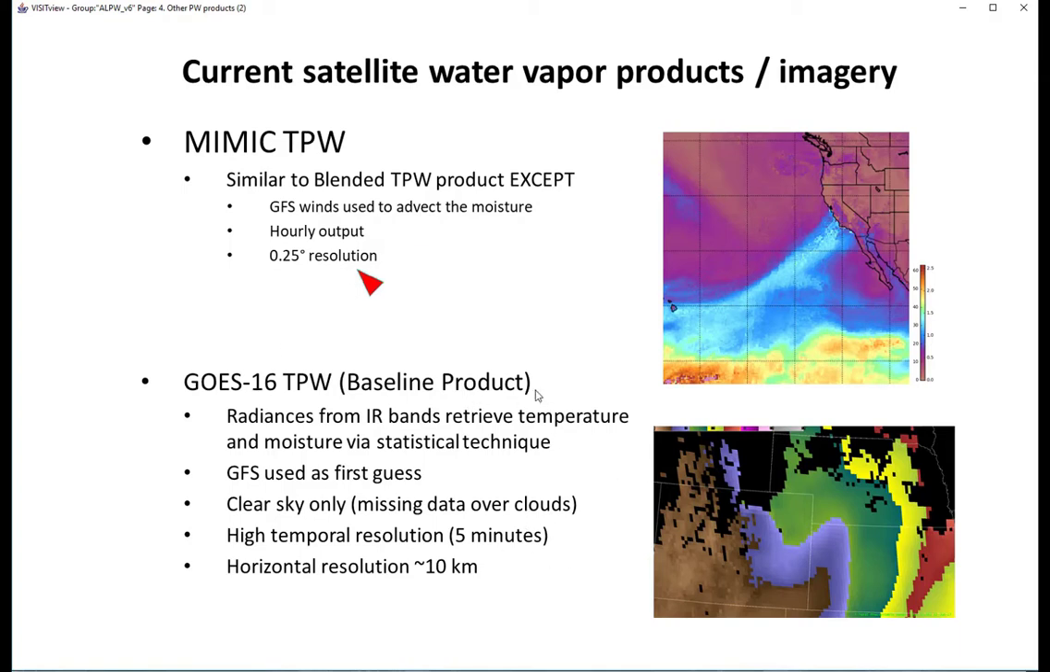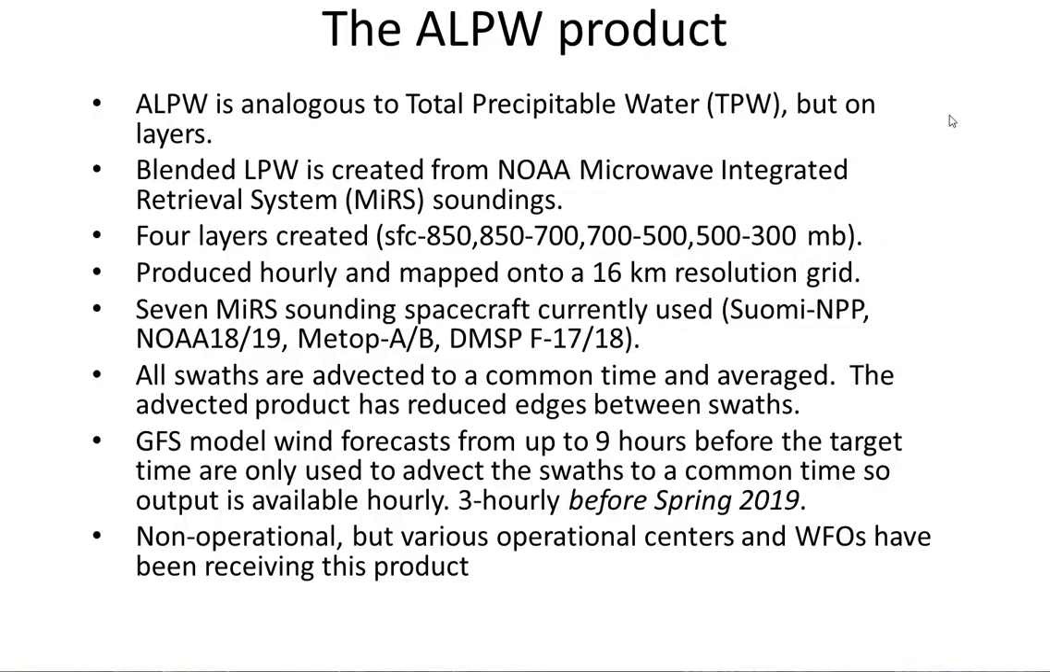Another new GOES 16 baseline product is this TPW product, and it does use GFS as a first guess. Since it is a GOES product, it's not microwave, so clear sky conditions only. You'd have missing data where there are clouds. One of the nice benefits, though, is that it has high temporal resolution, and it has a good horizontal resolution as well.